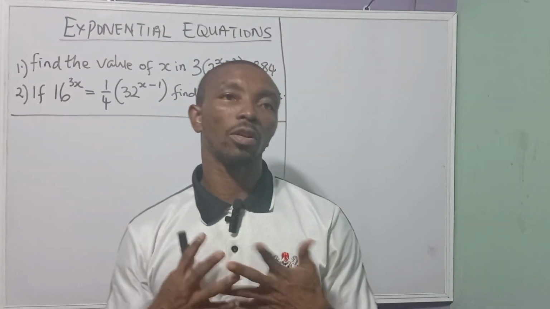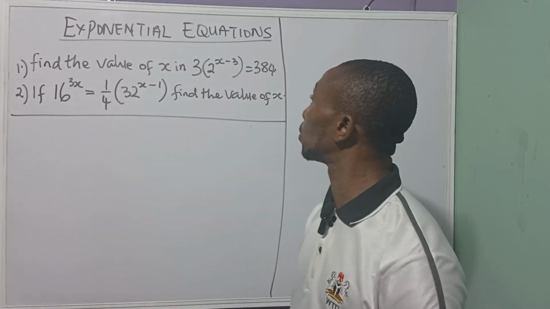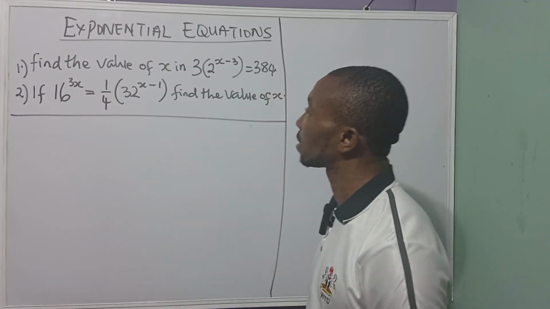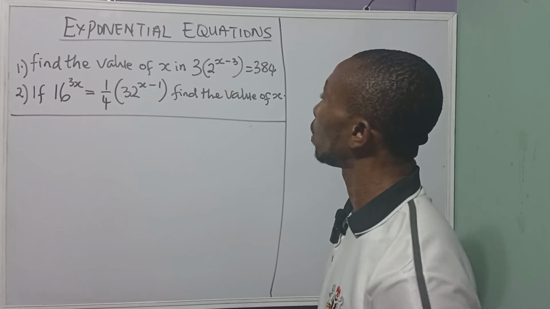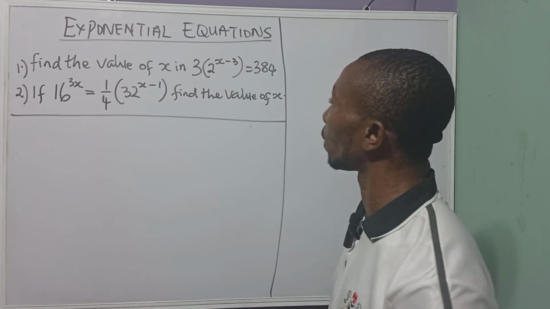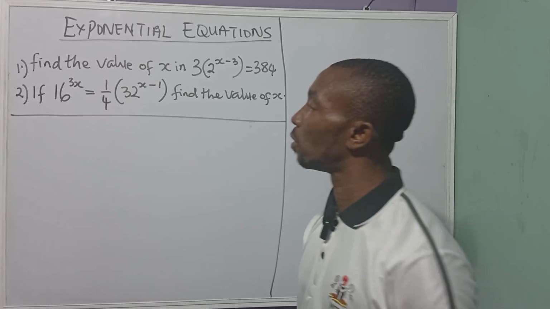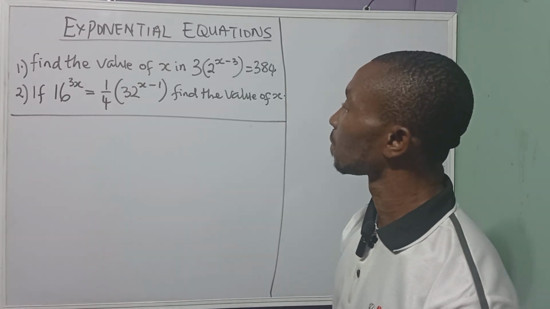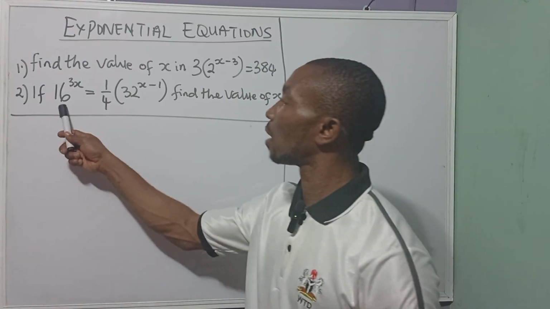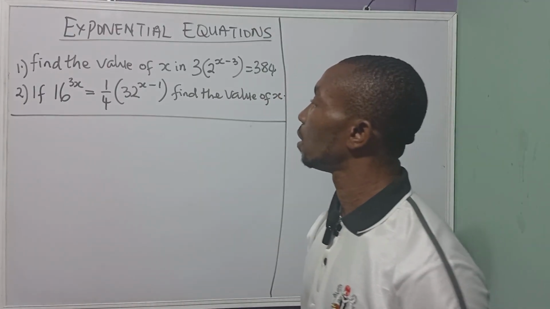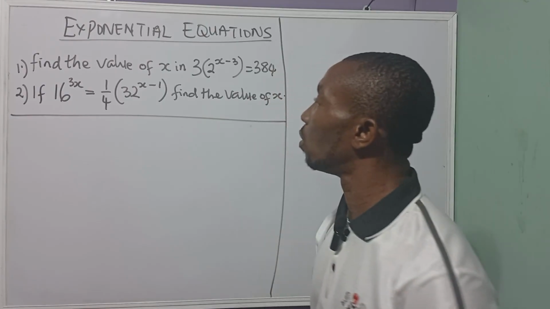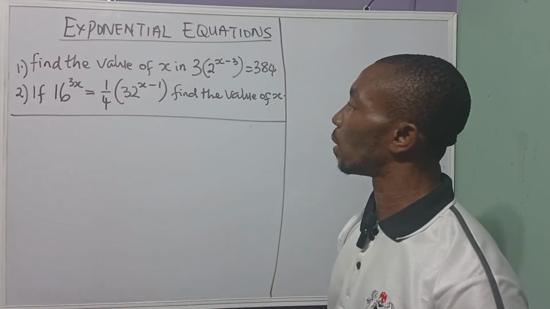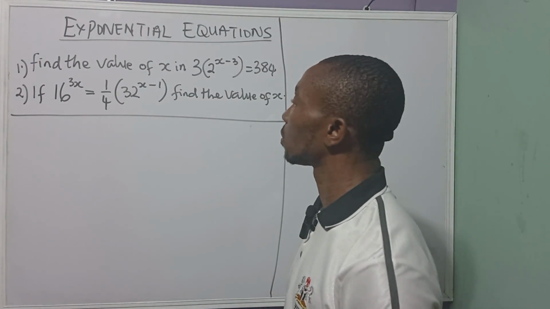Let's look at another set of questions that deals with exponential equations. The first question says, find the value of x in 3 times (2 raised to x minus 3) equals 384. And the second question says, find the value of x if 16 raised to 3x equals 1 over 4 times (32 raised to the power x minus 1).